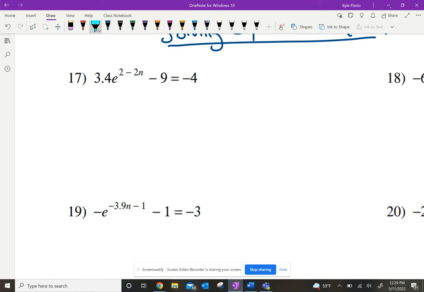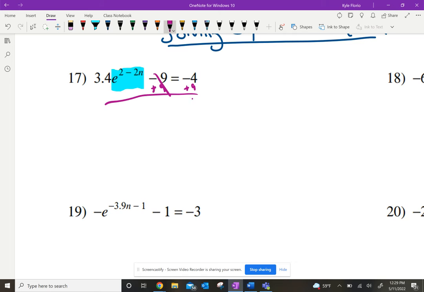The idea is we first want to isolate the exponential part, and then we need to use some sort of inverse operation to undo the e to the 2 minus 2n. And once we get to that point, then it'll be just a regular linear equation. So the idea is let's get this part by itself first. I'm going to add 9 to both sides to get the 9 over here.